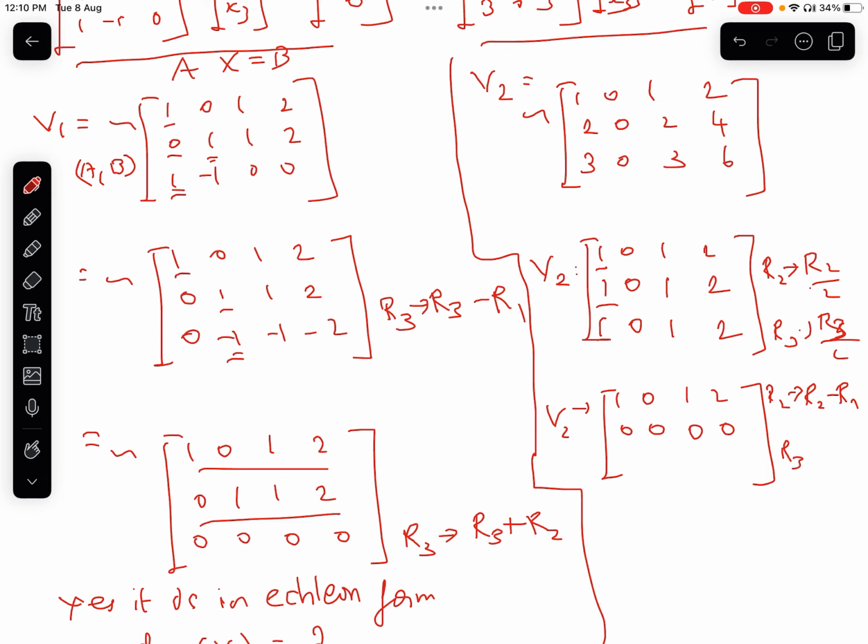Similarly, if you look at the third row, we should also make the first element of the third row 0. So R3 minus R1. So you'll get 0, 0, 0, 0. And below the pivot of the first row, both the elements are 0. In the second row there is no pivot element, so no need to worry. So the second matrix representation V2 is in echelon form.